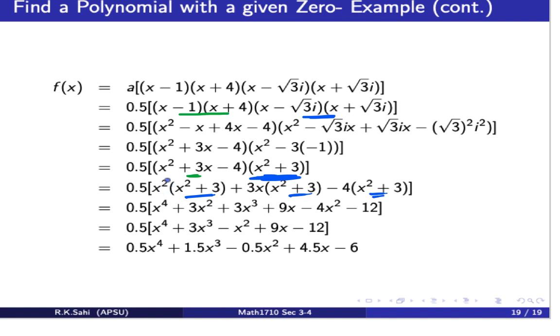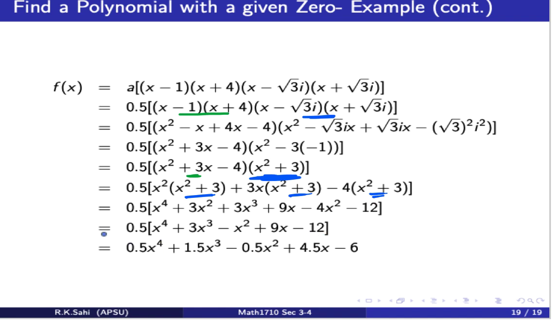So when I do the math, once I have distributed, I'm going to distribute individually x squared in this expression. 3x times x squared plus 3, I'm going to distribute 3x. And in minus 4 times x squared plus 3, I'm going to distribute negative 4. So go ahead and do this math. And then you get this expression: x to the 4th plus 3x cubed, and then adding like terms, minus x squared plus 9x minus 12.